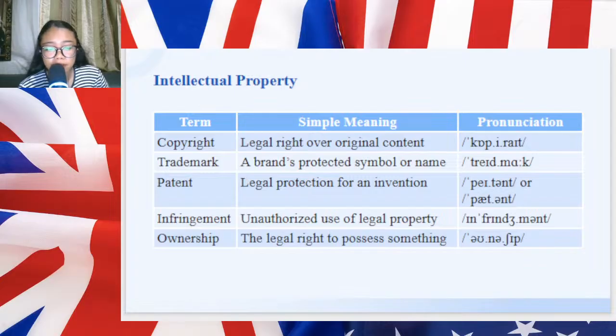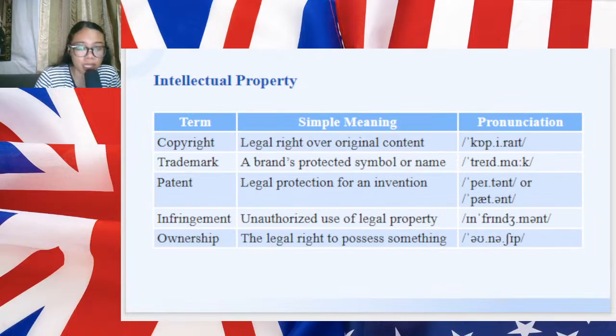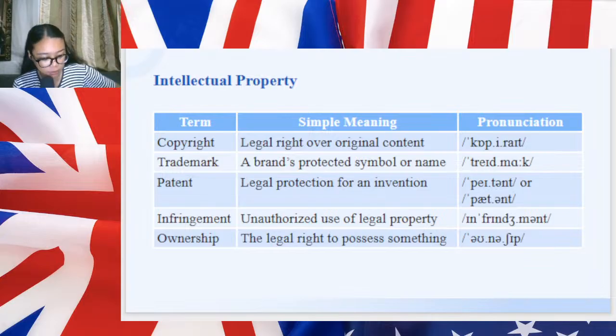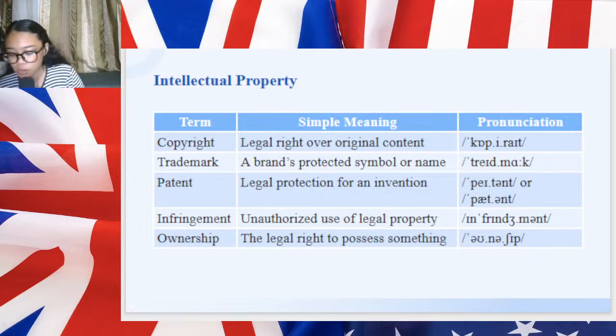Trademark. Pronunciation-wise, the first syllable is trade, which has a diphthong sound, A. And then mark, again, mark, which has a short vowel sound. So this is trademark. Again, trademark. Next to that is patent.